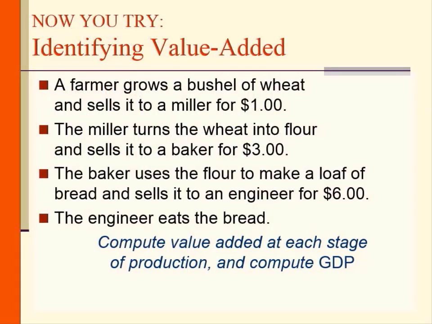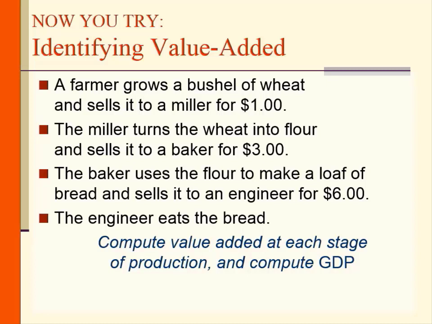Now let's try this question on value added. And here is the scenario. At first stage, a farmer grows a bushel of wheat and sells it to a miller for $1. And second stage, the miller turns the wheat into flour and sells it to a baker for $3. And the third stage is the baker using the flour to make a loaf of bread and sells it to an engineer for $6. And finally, last stage is the engineer eating the bread. And the question will be like this. Compute value added at each stage of production, and then compute GDP, assuming these are the only transactions in the economy.